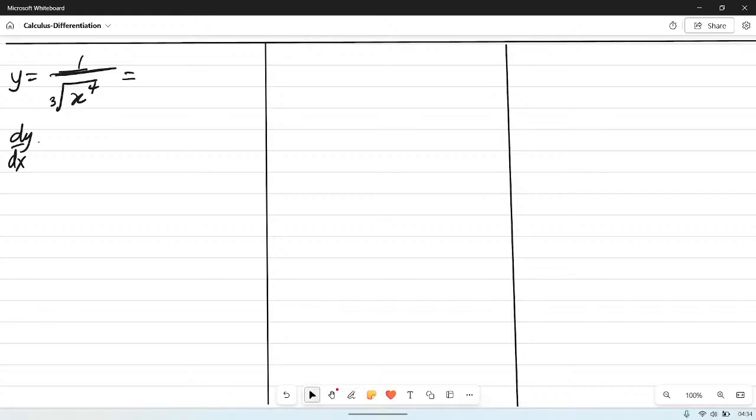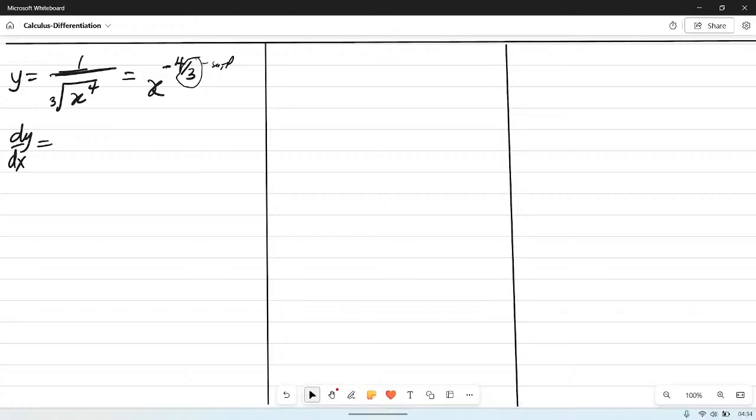So let's rewrite this. It becomes x exponent 4 over 3, but with a negative, because we are sending it back. Are we okay? Let me put the x here. This one alone is the root. You get it? So the over 3 is the root. So now let's differentiate it.